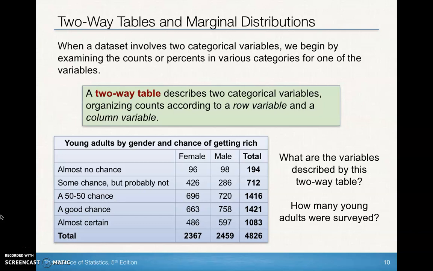On the inside of our table, those are called our conditional frequencies and our joint frequencies. So for example, almost no chance joins with female at 96. So 96 is a joint frequency. Your conditional frequency would be if I only wanted to look at just the female column, I'm basically taking away the male column, and that would be a conditional frequency because I would only be looking out of the females. What's your chance of getting rich? And then you've got your marginal frequencies. That's where you only look at the totals.